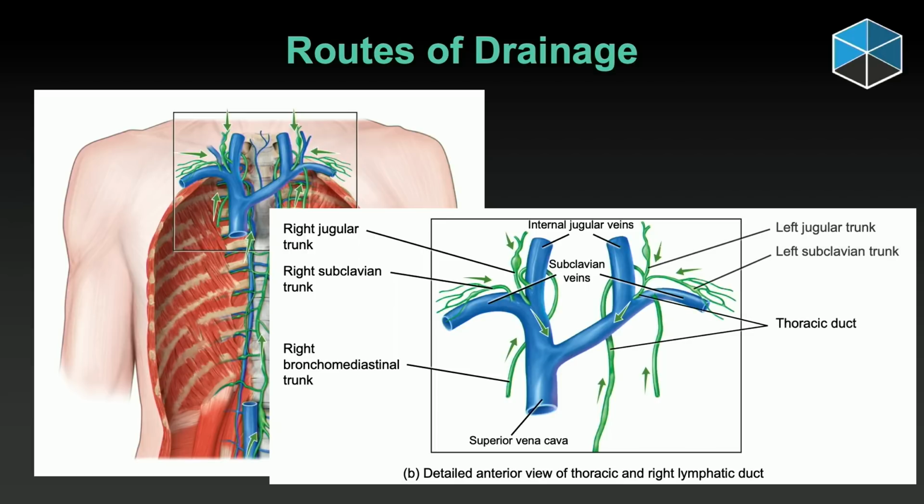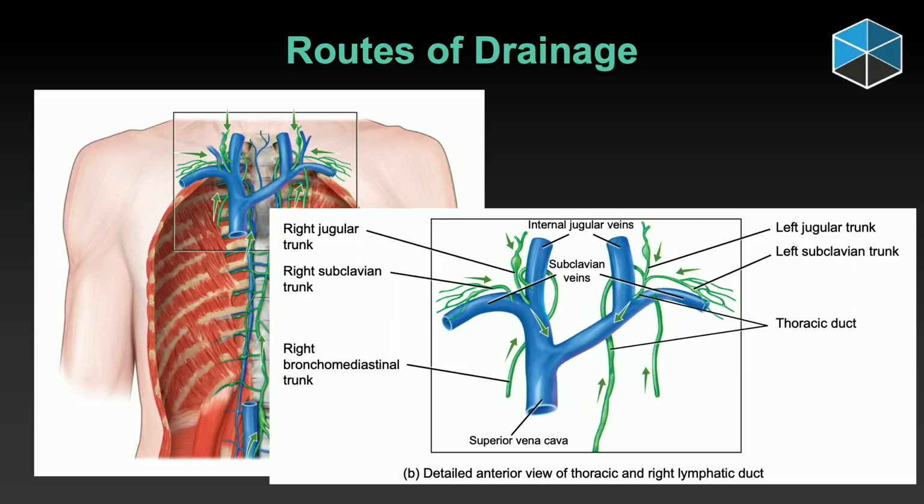On the left-hand side, the thoracic duct is the big daddy duct of the lymphatic system where everything drains except for one exception. The thoracic duct, you can see rising up from the bottom of the frame, carrying all the lymph from the lower limbs, from the abdomen, and depositing it into the left brachiocephalic trunk at the point where the left subclavian and left jugular veins merge.